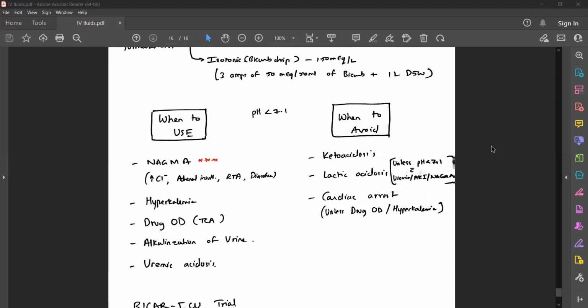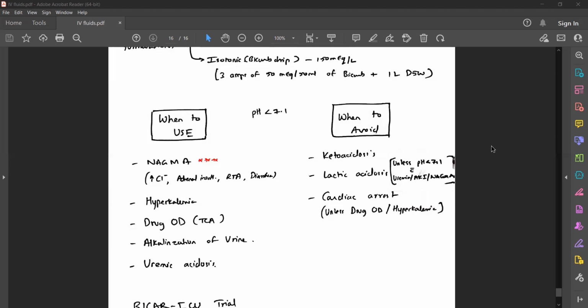Now, in cases of cardiac arrest, you should not be using bicarb drip unless the cardiac arrest is due to a drug overdose, like, for example, tricyclic antidepressant poisoning, or in cases of hyperkalemia. When a code blue was called, you look at the patient's labs, the patient has hyperkalemia, and you think that the patient had a cardiac arrest secondary to the electrolyte abnormality of hyperkalemia, then you can consider giving bicarb. But otherwise, AHA recommends against the use of routine bicarb in case of cardiac arrest.